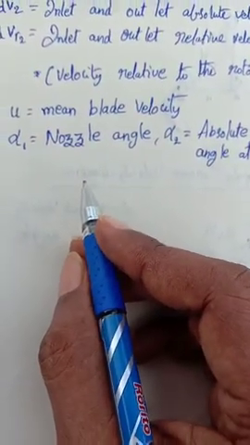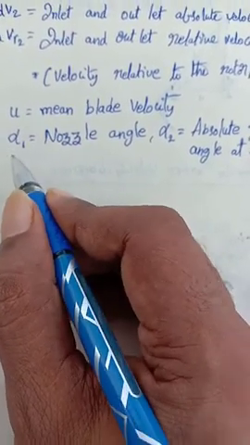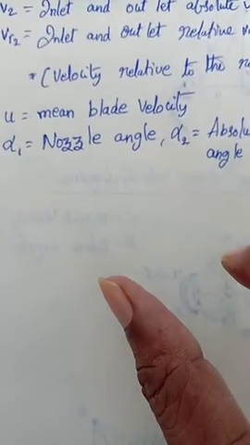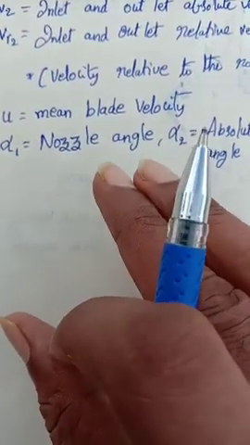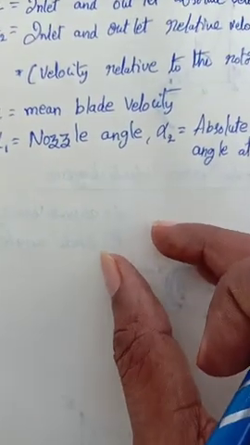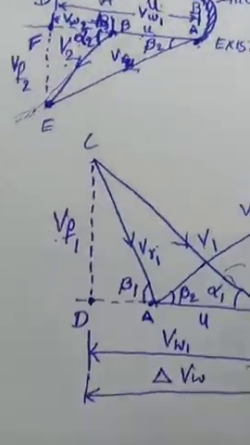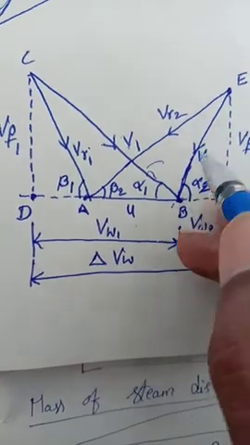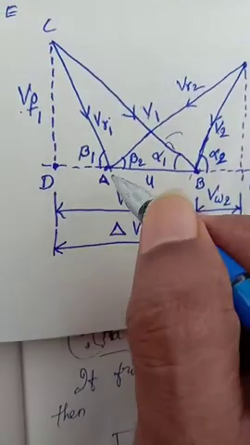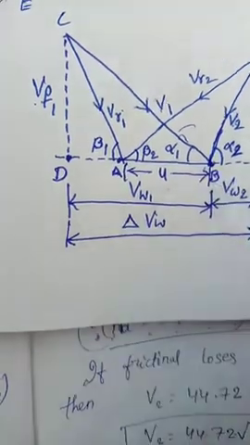And it is to be mentioned that all angles are with respect to the tangential velocity in the direction of U. Look at this, tangential velocities with the direction of U. Now this is U.